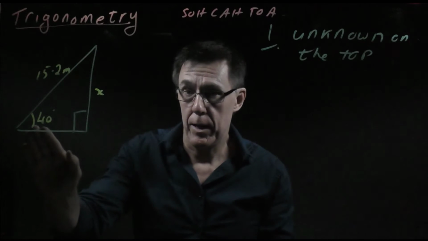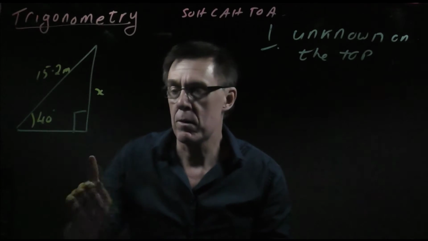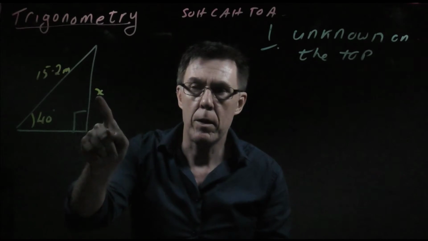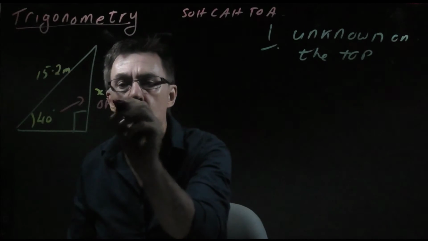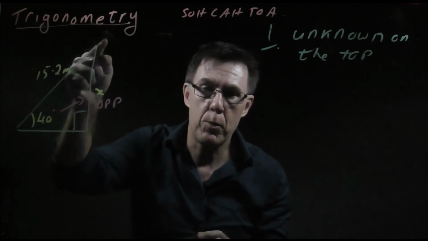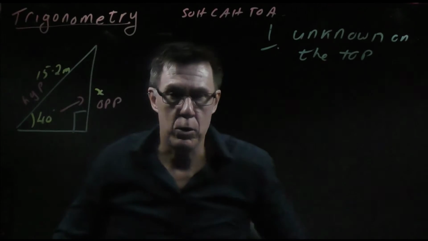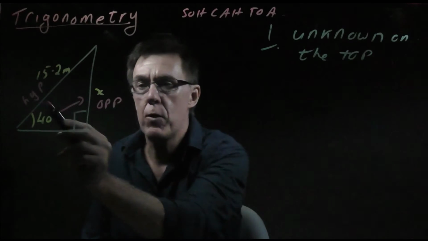So I go to my target angle, as I always start by labeling the sides. From my target angle, from 40 degrees, the side marked as X is directly opposite the 40 degrees, so it is my opposite side. And of course the 15.2 is the longest one, so it's got to be my hypotenuse side.